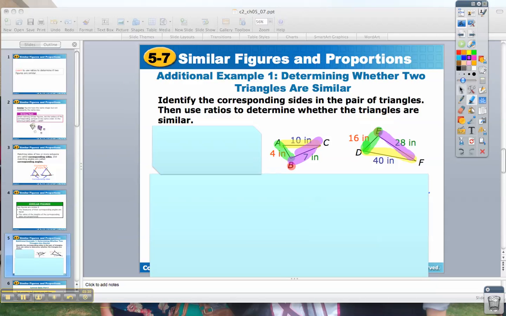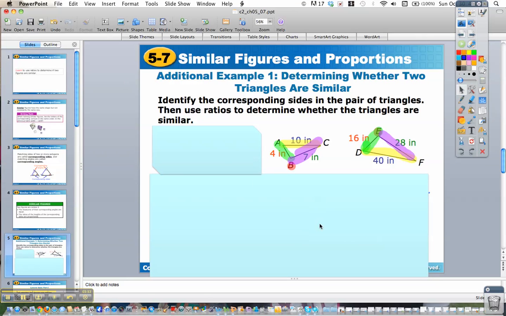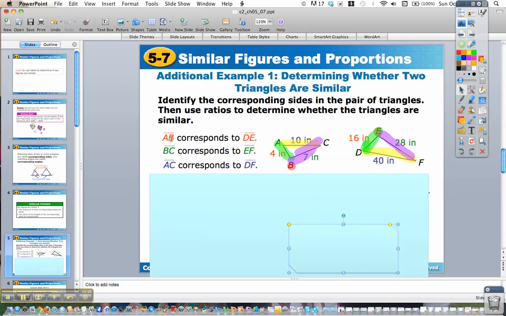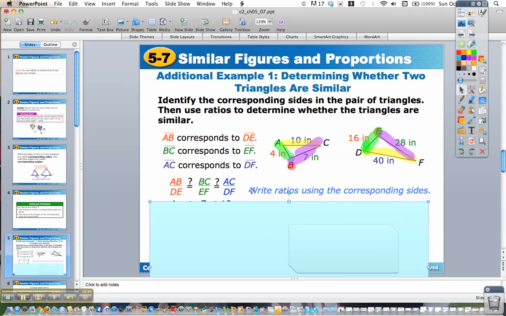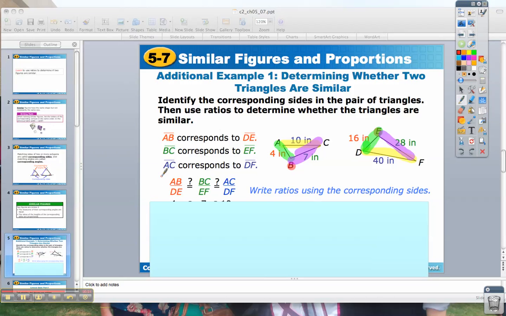So let's look at the way that that looks over here when we write it. It says AB corresponds to DE, BC corresponds to EF, and AC corresponds to DF. So when we write that as a ratio, using the corresponding sides, we have AB over DE. You know that because they correspond. BC over EF and AC over DF. So we have the small triangle on top compared to the big triangle on bottom. So just the way we set up our ratios before, small over big.